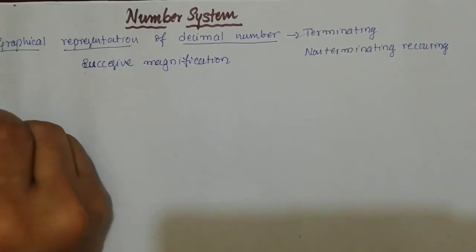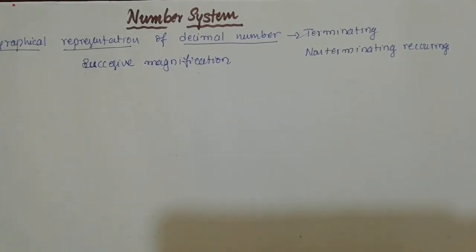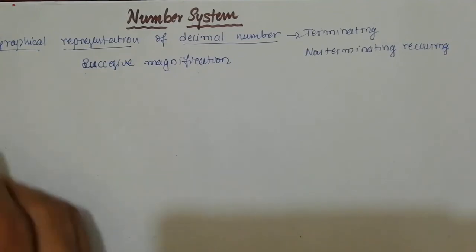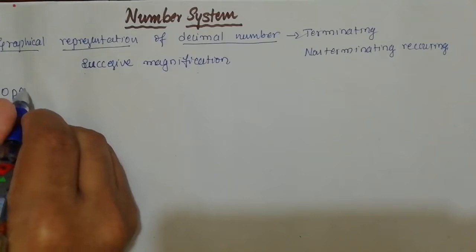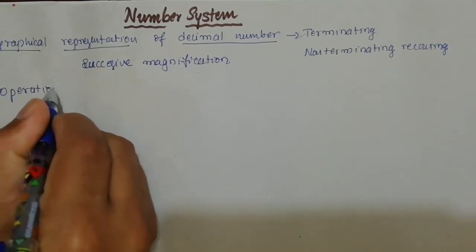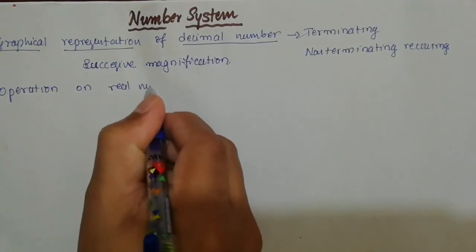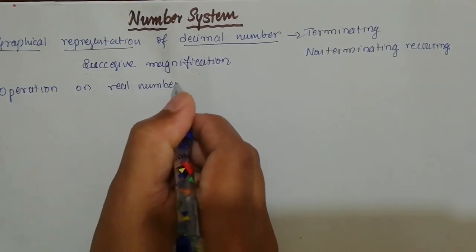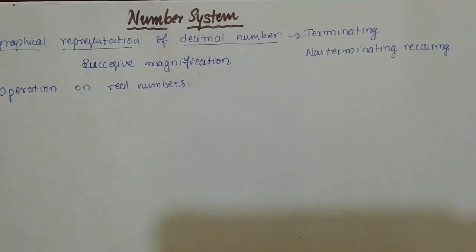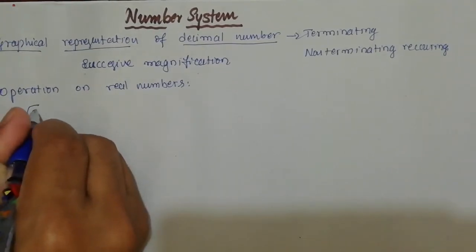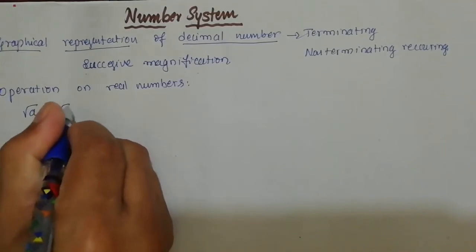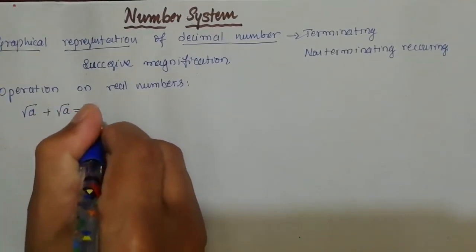So the next topic of this chapter is operation on real numbers. Here you have learnt some very important formulas. That is root a plus root a, it should be equal to what? 2 times root a.